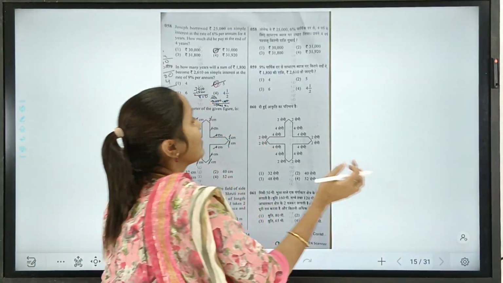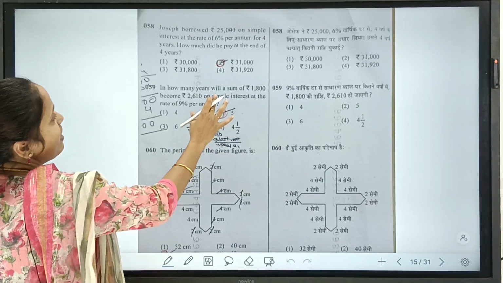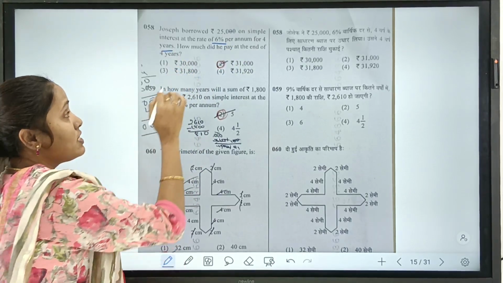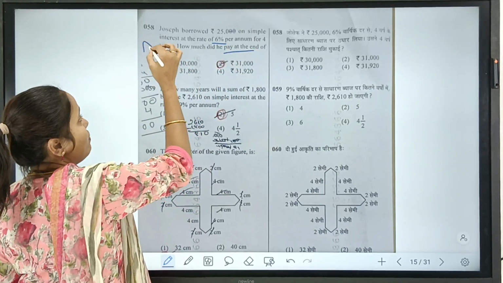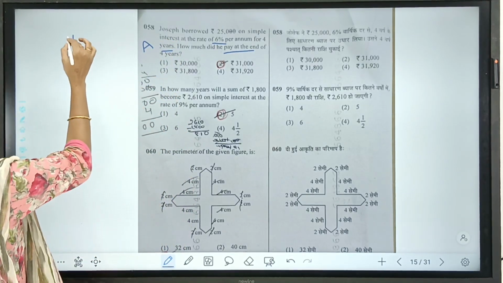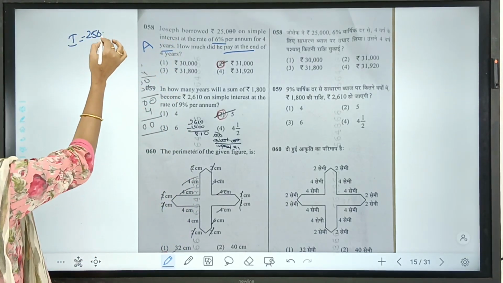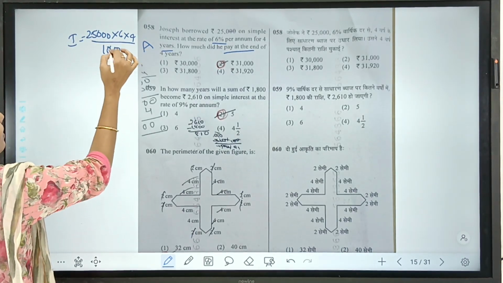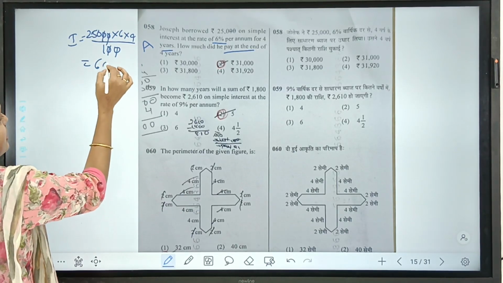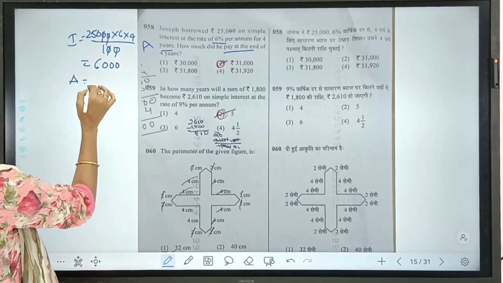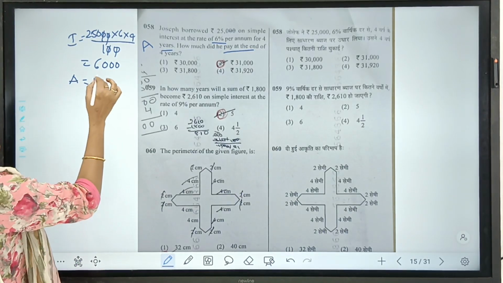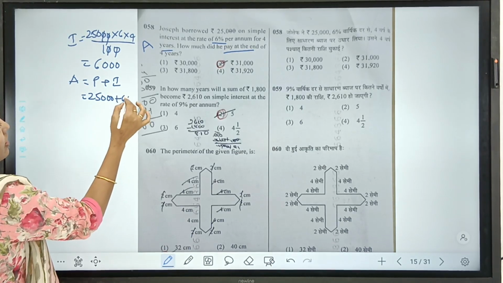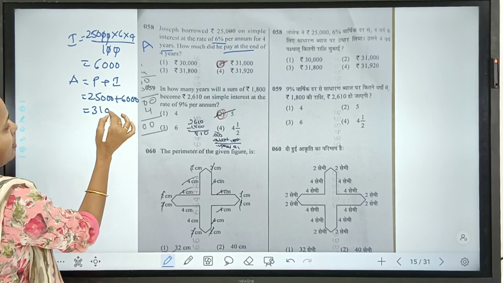And next question. Joseph borrowed 25,000 at simple interest at the rate of 6% for 4 years. How much does he pay at the end of the period? That means you need to find the amount. First, interest equals PTR by 100, 25,000 into 6 into 4 by 100. 100 cancels. Here 6,000 is the interest. But we need to find the amount, which means P plus I. P equals 25,000, I equals 6,000, which means the total is 31,000.